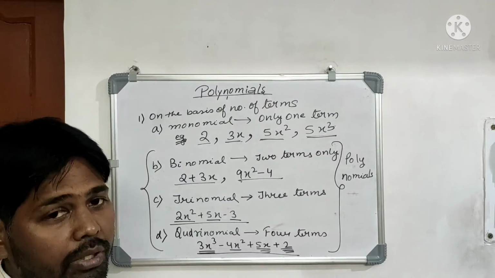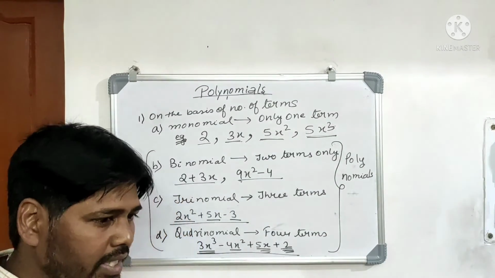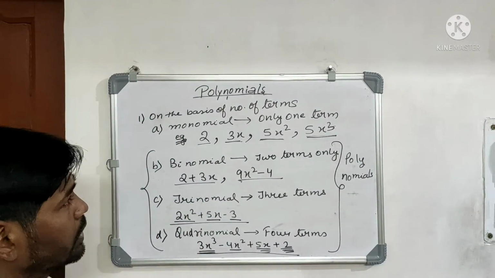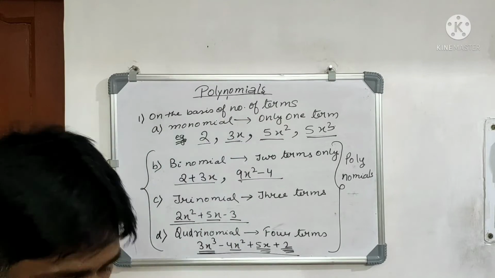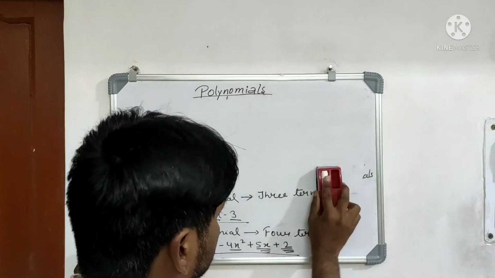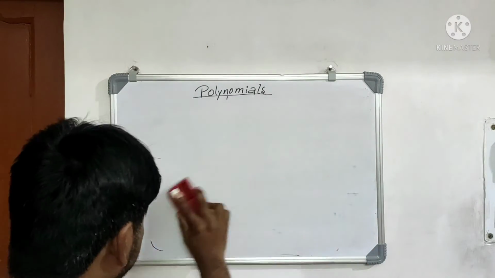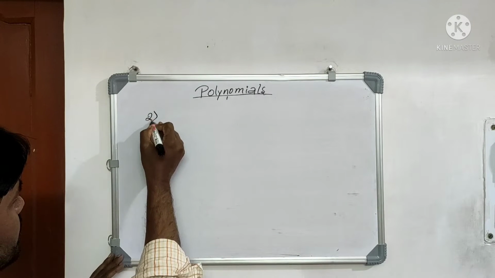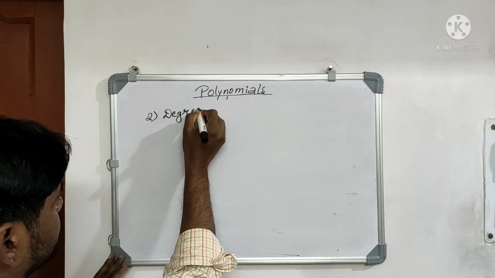And there can be even more terms like 5 terms, 6 terms, 7 terms. All these will be categorized under the head of polynomials. So this is how the polynomials are divided on the basis of the number of terms. Moving ahead, let us talk about the second division of the polynomials, that is based on the degree of the polynomial.